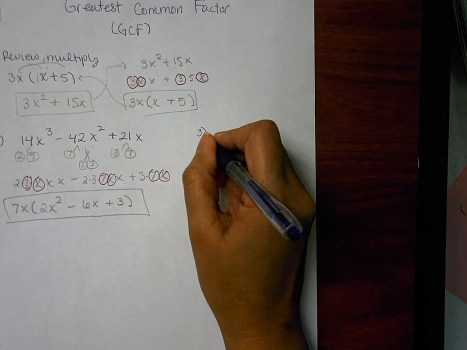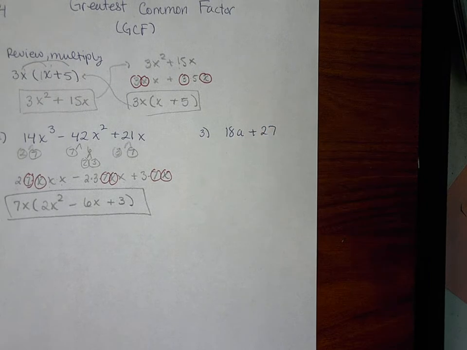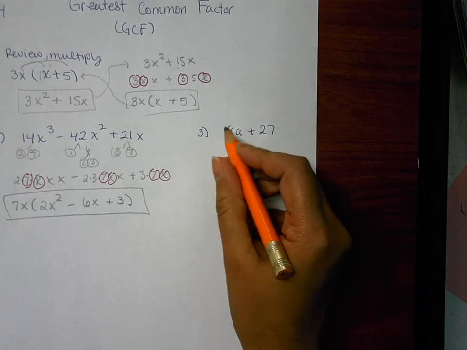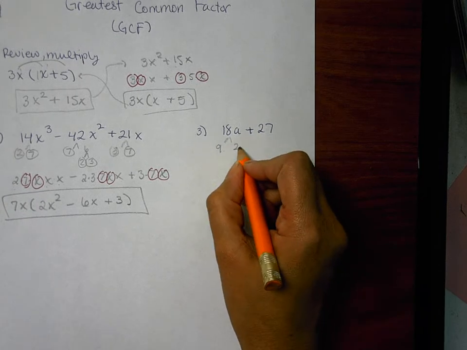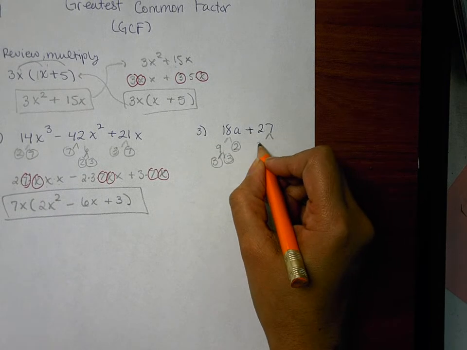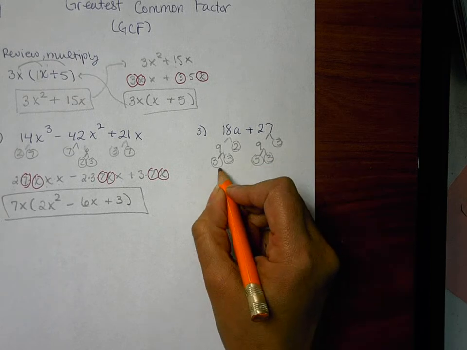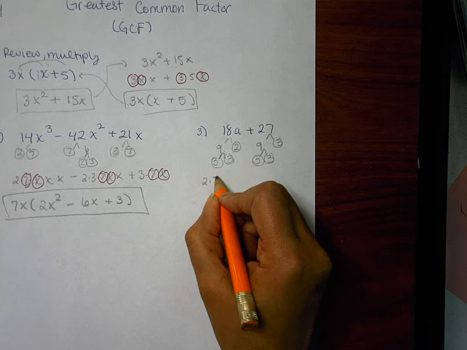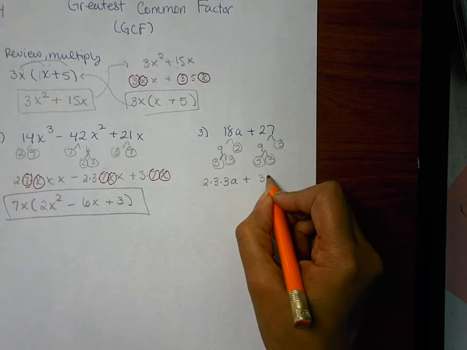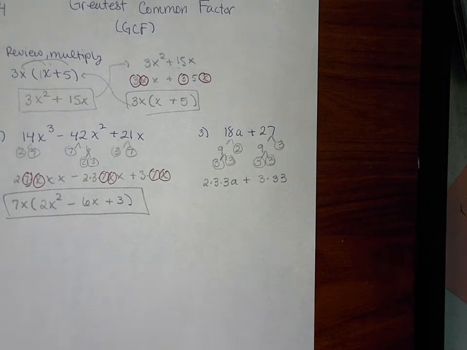All right, number 3, 18a plus 27. Okay, factors of 18 are 9 and 2, 3 and 3. 27 is 9 and 3, 3 and 3. So I have 2, 3, 3, and a plus 3, 3, 3, and no a. What do they have in common?